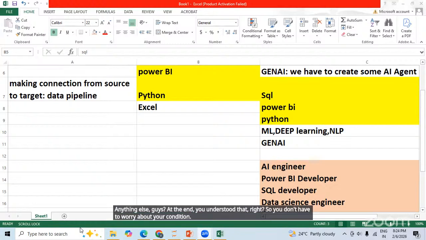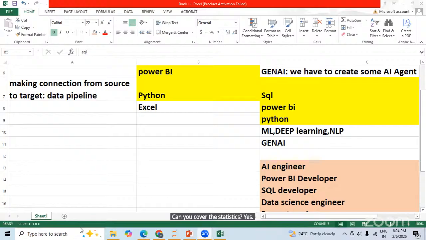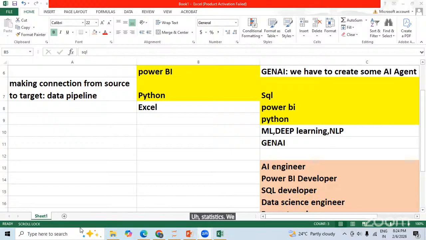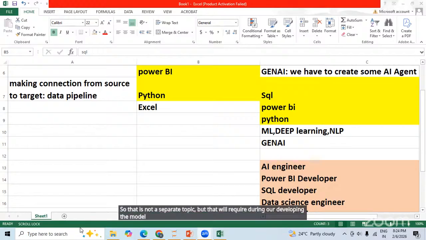Can you cover the statistics? Yes. Statistics is a part of AI. Definitely, we are going to cover that. Actually, standard deviation, variance, mean, mode, median. There are lots of topics from statistics. We already covered them in machine learning. So that is not a separate topic, but it will be required in developing the model. So definitely, we are going to cover the statistics.